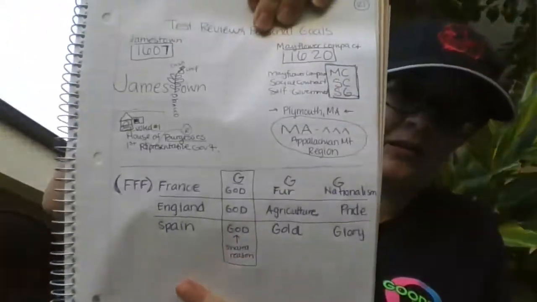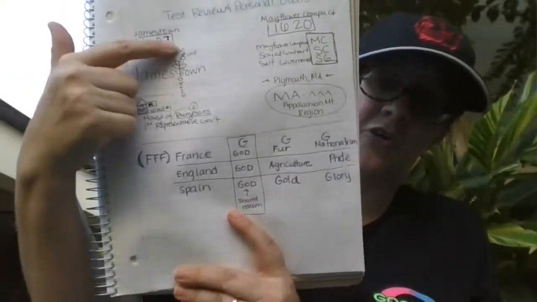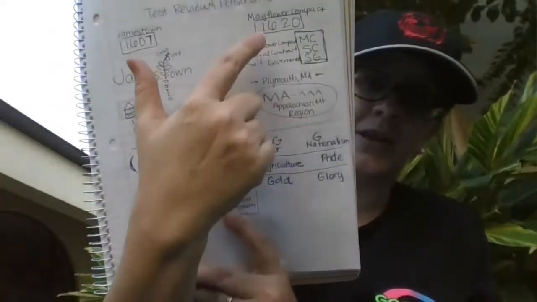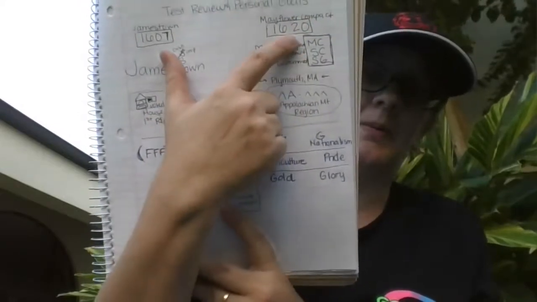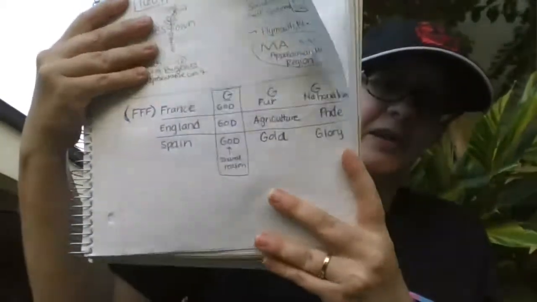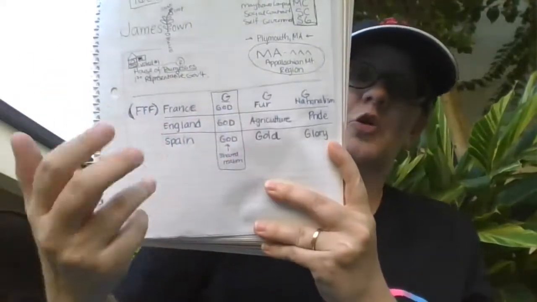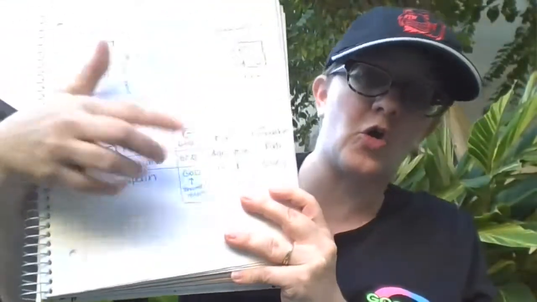I do want to point out these test review notes we did after our first test, some of our most missed topic information. 1607, Jamestown, we draw that tobacco plant. And then 1620, MCSCSG, a social contract for self-government. And then down here, the reasons for exploration. We talked about all the reasons that these European countries are coming in and creating colonies. France, fur, agriculture, gold.